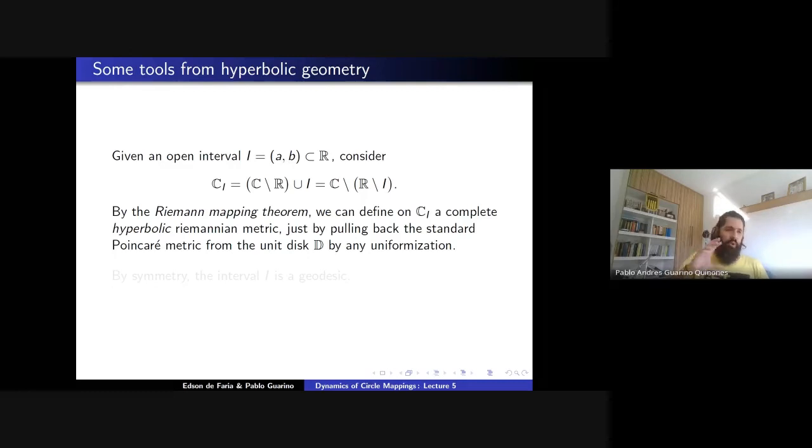And then you have a hyperbolic Riemannian metric, a very nice, complete Riemannian metric, and so on. You have a nice group of automorphisms, of isometries, as you have in the unit disk. Remember that the Möbius transformations are the orientation preserving isometries of this Riemannian metric. And then, in particular, of course, your interval is a geodesic, right? Because of the symmetry that you have. And then let me define specific neighborhoods of your interval I that we will consider.